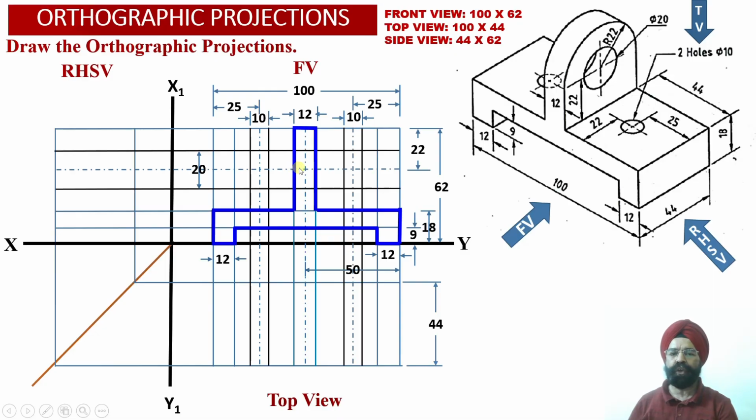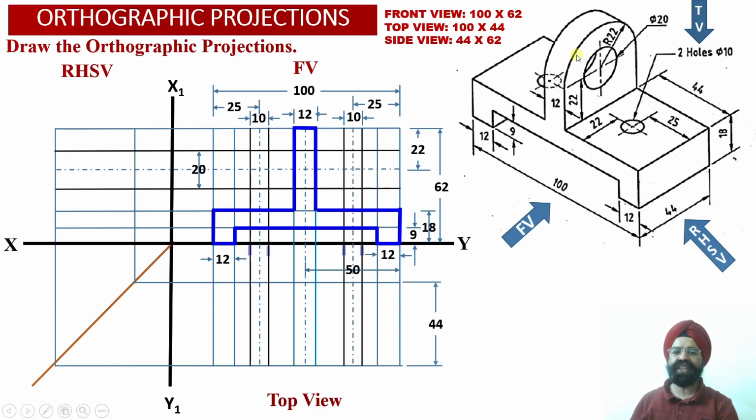So now we can conclude that the portion below the center line, so this total portion happens to be true shape, whereas this rectangular portion above the center line will be depicting apparent shape of this element number 2 over here.